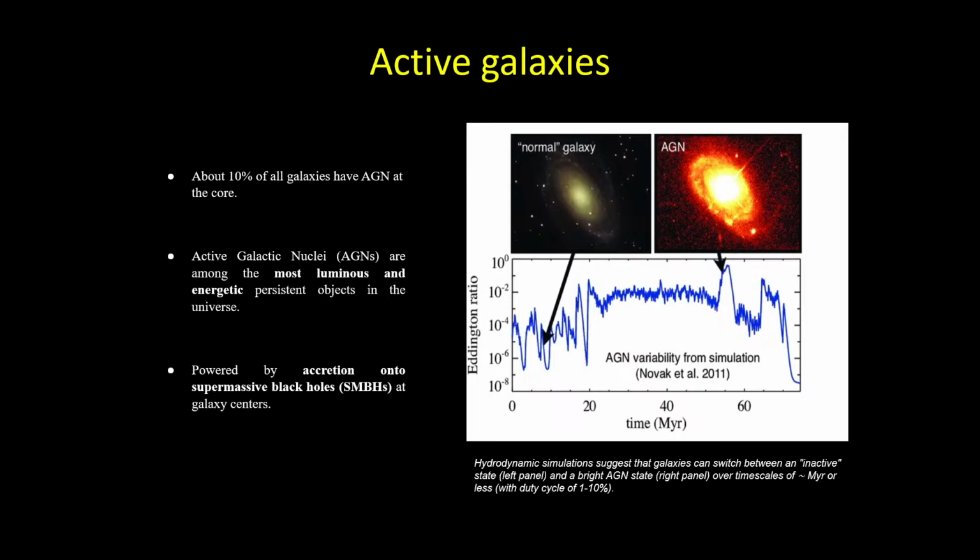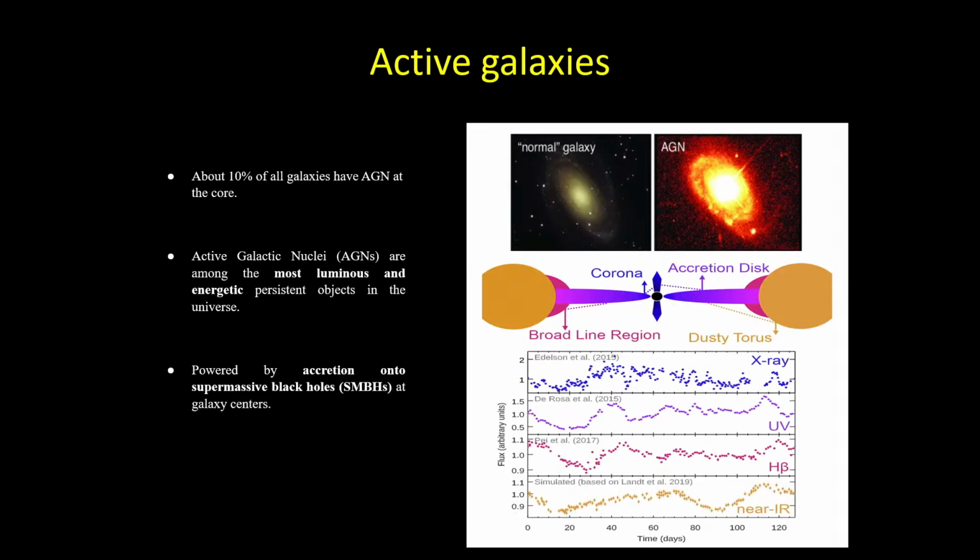But if the same galaxy is accreting at a faster rate, 1% of the Eddington rate, then you see that AGNs appear here. So the Eddington ratio is one of the key drivers for turning a normal galaxy into an AGN. And these things happen on the time scale of mega years with a duty cycle of 1 to 10%. And since these AGNs are varying over time, you can see this variation across the wavelength range.